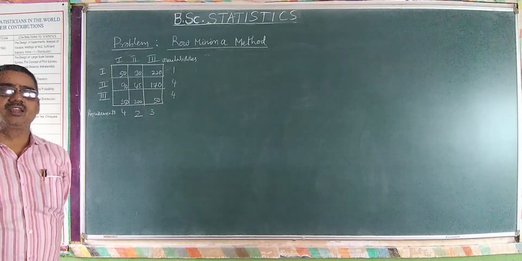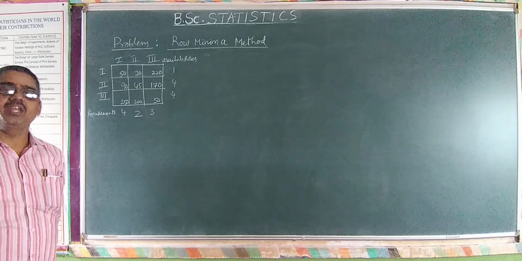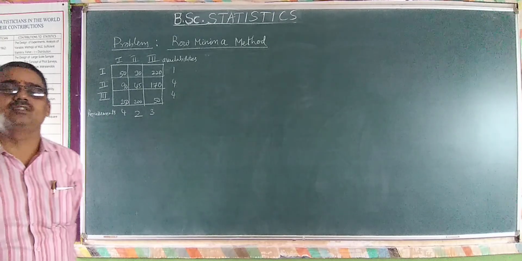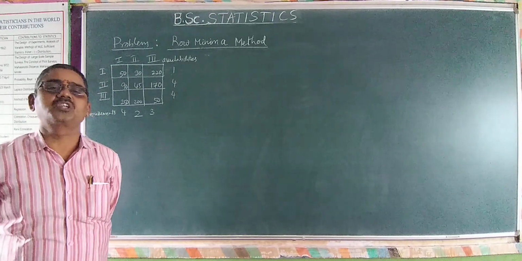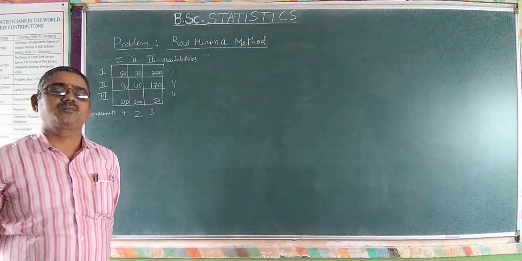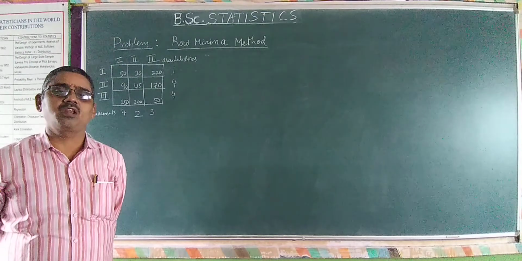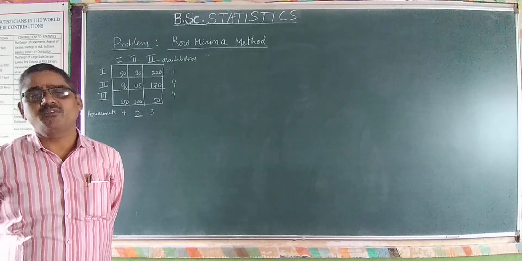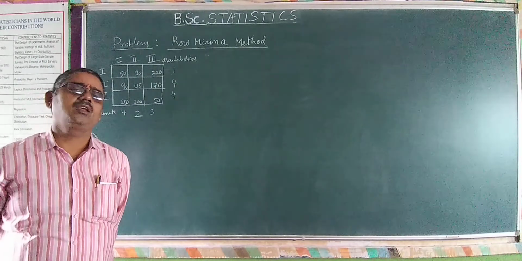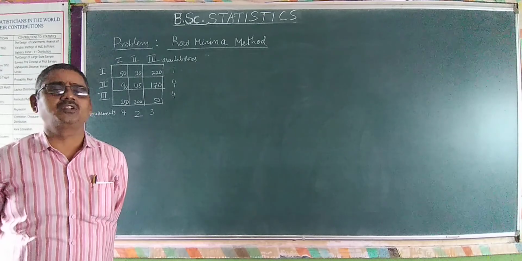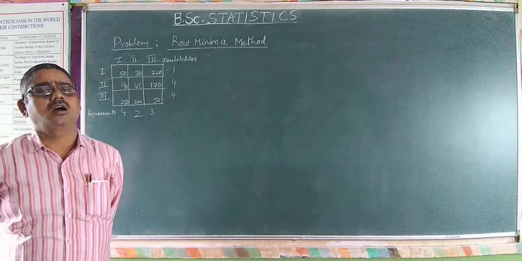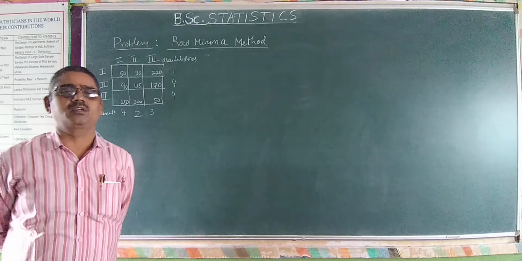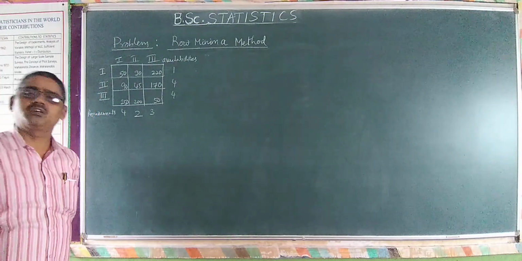Now we have to calculate the initial basic feasible solution by using the row minima method. This is what the question looks like in the examination: find an initial basic feasible solution. Somewhere the question will be asked as: solve the following transportation problem using the row minima method. So there is no difference.